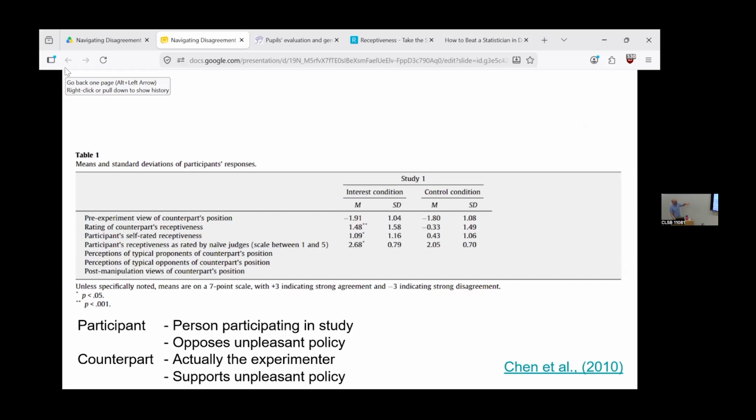Also, what these experimenters did was they got naive judges. So they got people who were not part of the experiment to read through the transcripts of these disagreements and rate the participants on how receptive they were. And you can see that in the interest condition, the participants were rated as more receptive. So the counterpart is the one who said, tell me more about why you think the way you do. Judges who didn't know what had happened rated the participant as being more receptive.